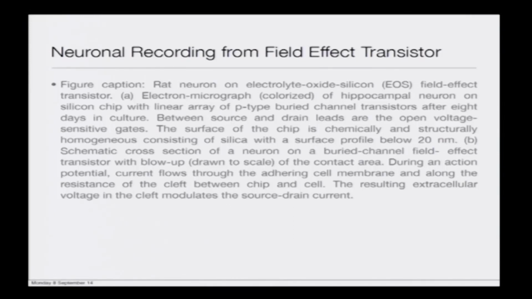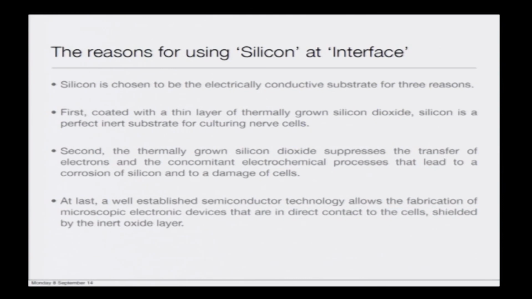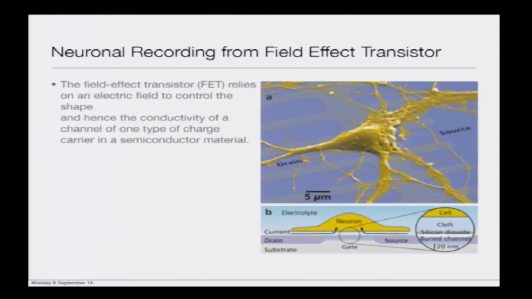So, the caption, what is the picture, what you saw is basically a rat neuron on an electrolyte oxide silicon field effect transistor. The electron micrograph of a hippocampal neuron, we have talked about it, in the silicon chip with a linear array of p-type buried channel transistors after 8 days in culture. So, this was 8 days the cells are growing. Now, you realize why it is important to ensure that there is no leaching taking place, because 8 days, 20 days you are growing a neuron on top of a silicon chip. If there is leaching, this cell will die.